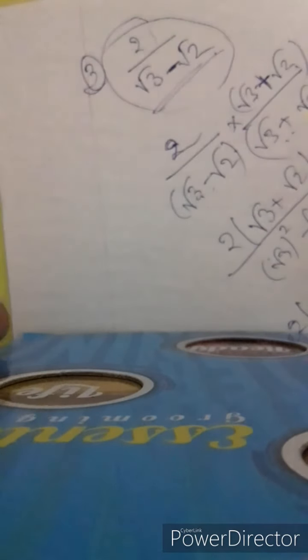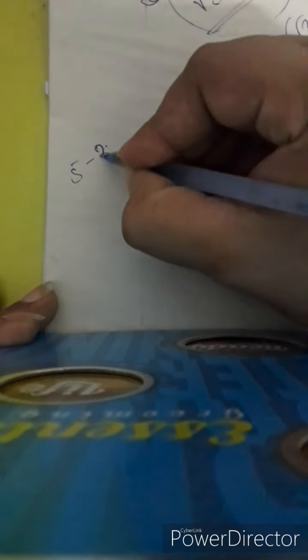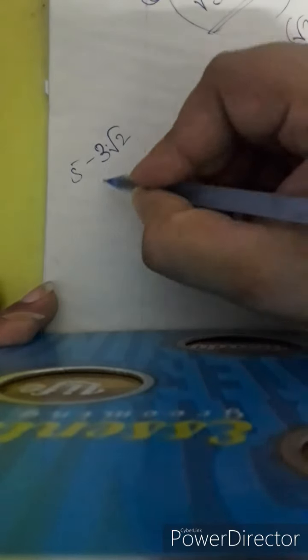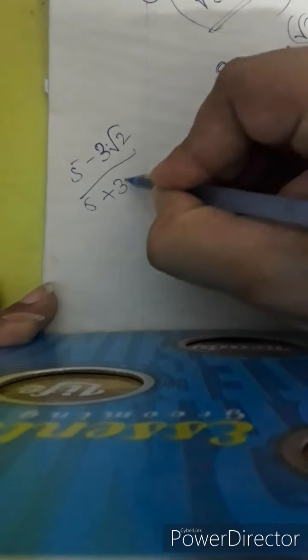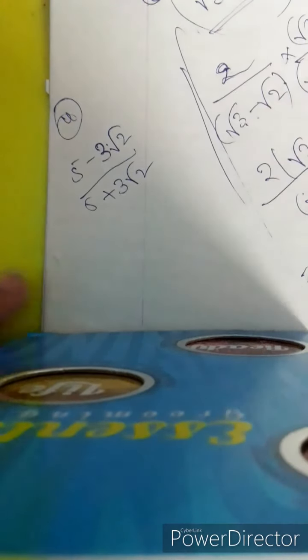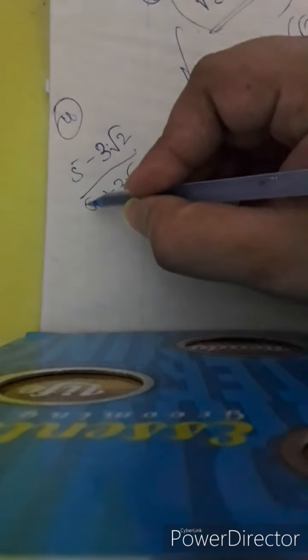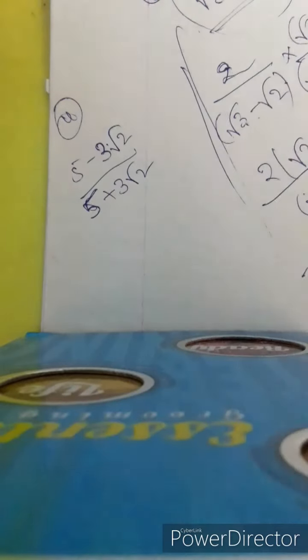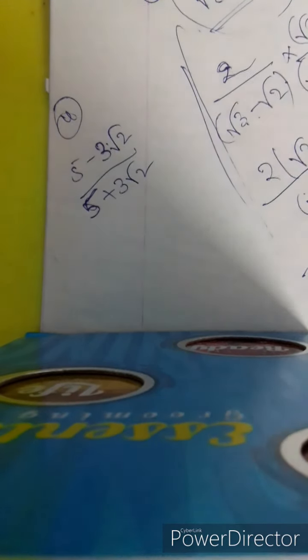Now we'll take a look at another problem so that you are better able to grasp the concept. 5 minus 3 root 2 by 5 plus 3 root 2. This is given. This is a separate one. So 5 minus 3 root 2 divided by 5 plus 3 root 2.